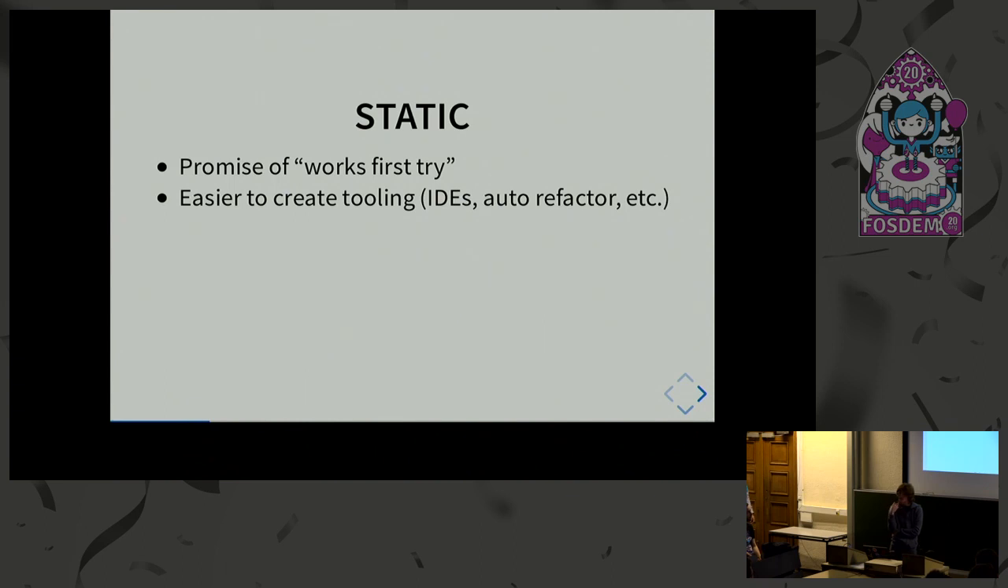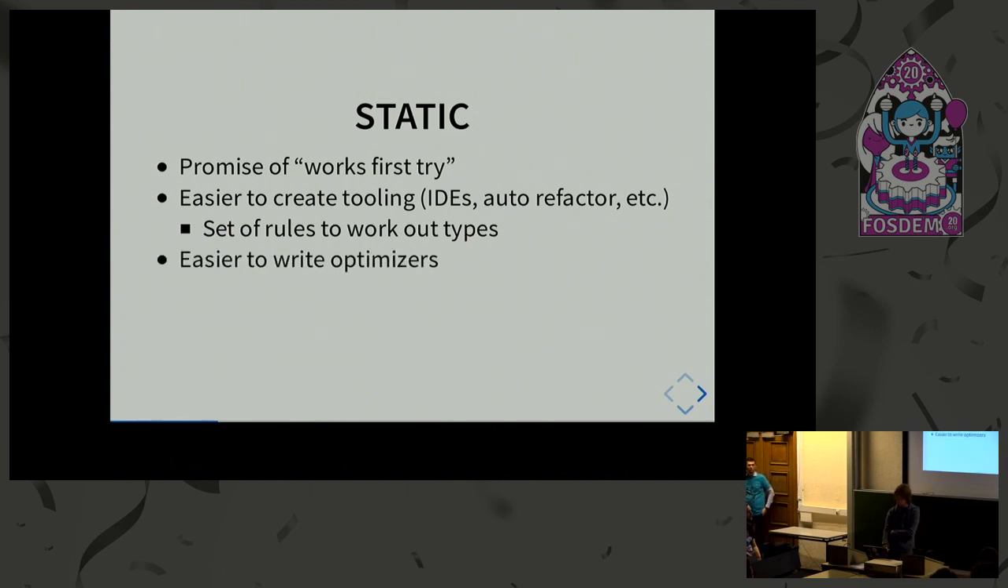It's easier to create tooling in static languages, because your IDEs, your compiler, all of the different tooling for a language can agree on a way to work out the types of every variable. In Java, for example, it's very easy to work out the type of a variable because it's written right next to it almost all the time. That's another form of verbosity. It helps the tools, but it doesn't so much help the programmer. So yeah, you have a set of rules to work out the types.